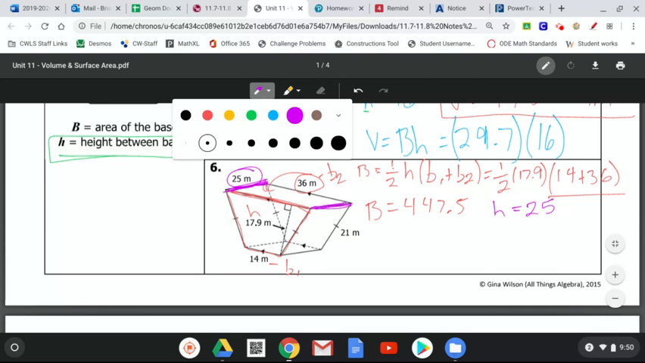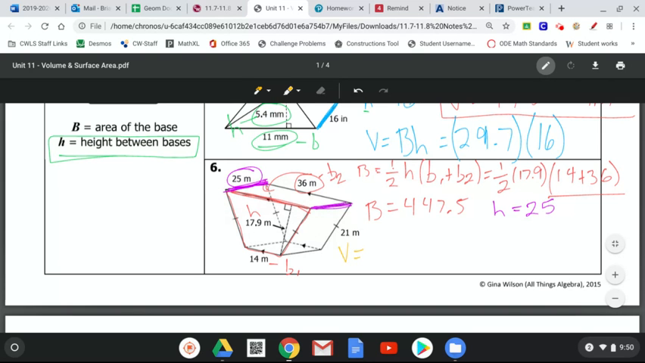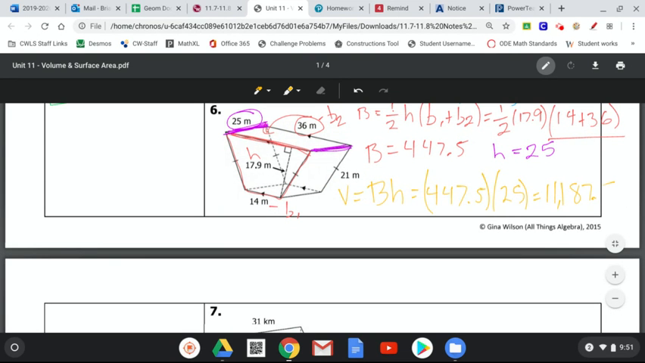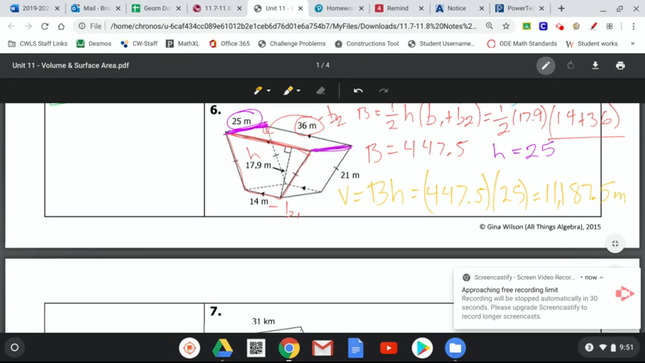Then we plug everything into our formula. The volume is just B times H, which is 447.5 times 25, which gives us, for a final answer here, 11,187.5. 11,187.5, and then it's in meters cubed.